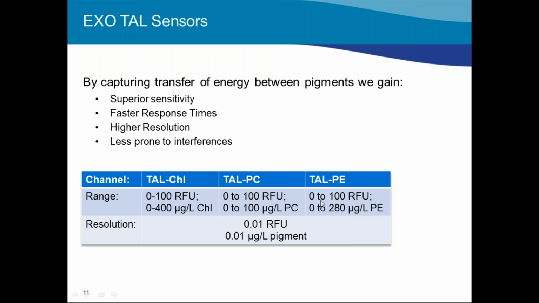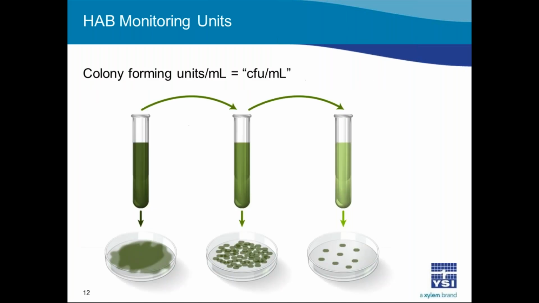So here are examples of the specifications for the sensors for the different pigments: phycocyanin and phycoerythrin and chlorophyll. And here's the resolution that you get. But let's turn our attention to these units that we talk about these pigments in. For the total algae sensors, the units that we use are RFUs and micrograms per liter of chlorophyll. And I want to talk about what that means.